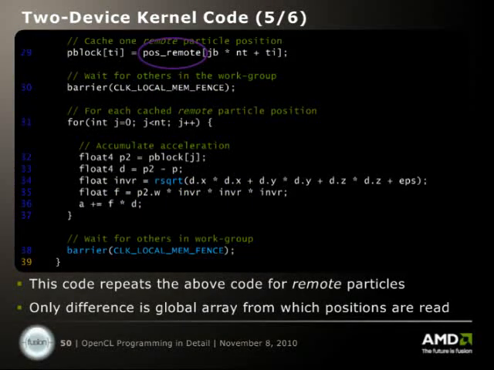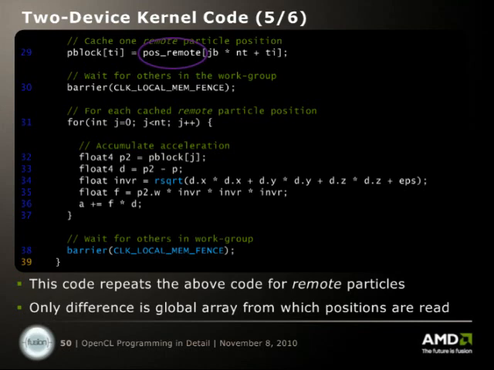So here is the significant code that needs to be added to our kernel code. What we're doing here, having accumulated the force due to the local particle positions, is we also have to include the force due to the particle positions for the particles that the other GPU is responsible for updating. So this is what I refer to as the remote particles.